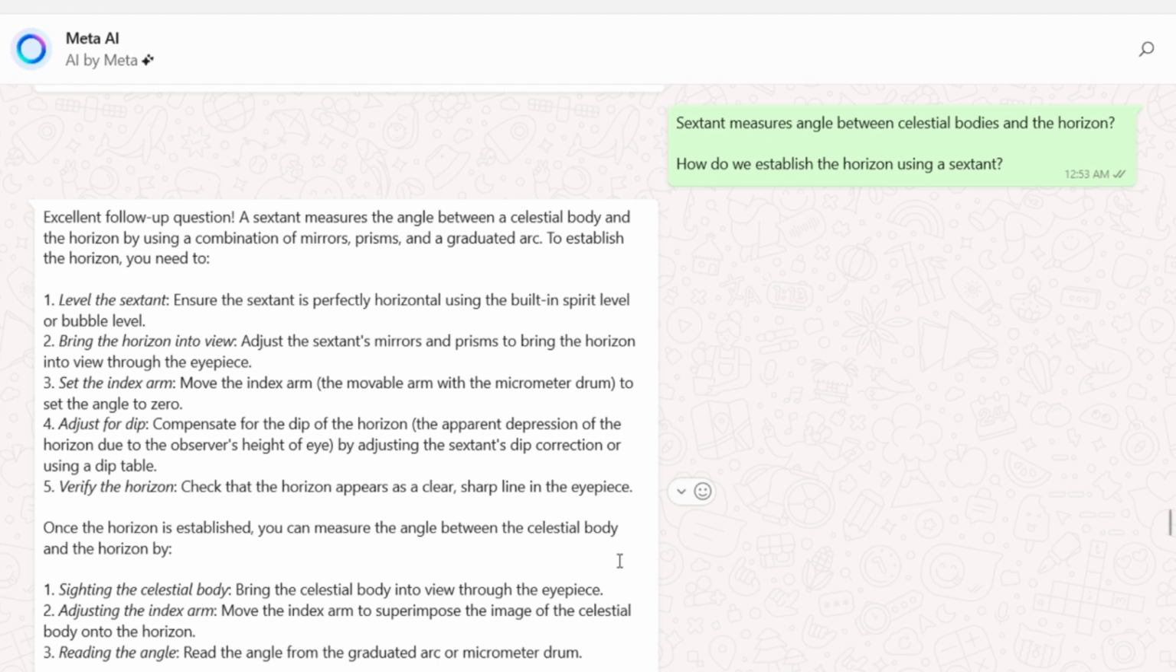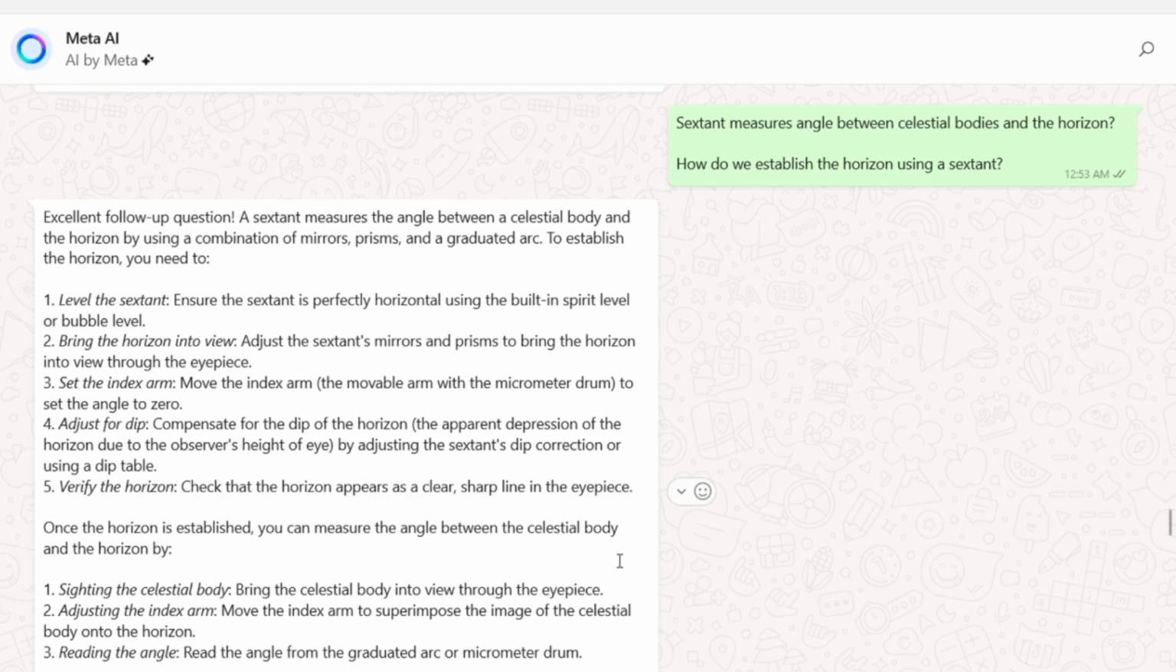Third, set the index arm. Now here there is a problem that in case of a bubble horizon, you do not really need to bring the horizon into view, and we will get there soon. So, third step is set the index arm, fourth step adjust the dip, fifth step verify the horizon.